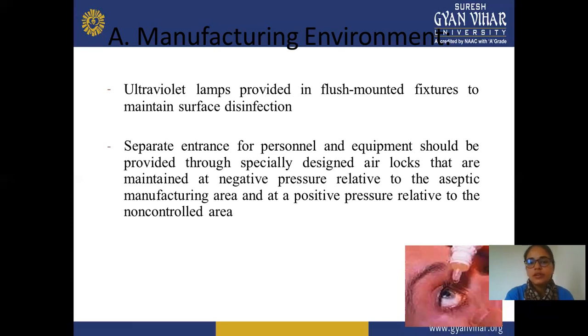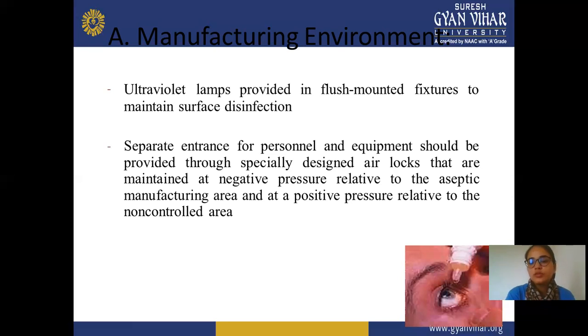Next, a separate entrance for personnel and equipment should be provided. Suppose you are passing some equipment or material from one part to another. In this condition, there are two entrances, and these entrances are different. Personnel have one entrance, and the equipment entrance is different, because if both are the same, there are large chances of contamination, as there may be a crowd. Personnel and equipment would both pass through that door.